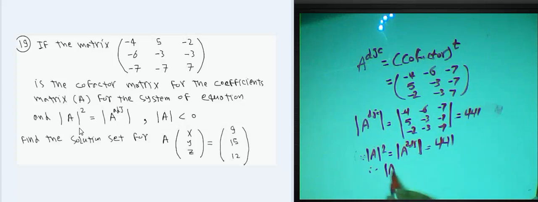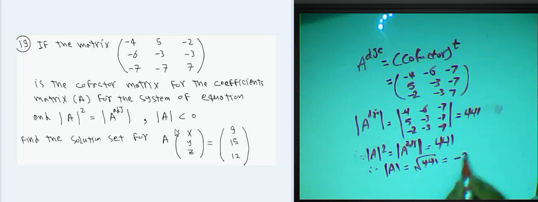Then determine the square root of 441. It will be positive or negative. We can choose negative because it tells us this information is less than 0. It will be -21. Okay. Then determine that this factor equals -20.